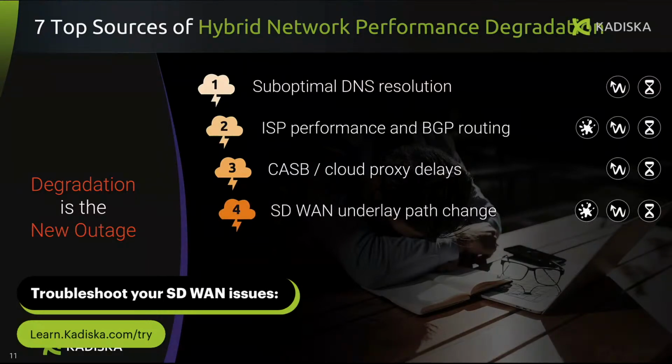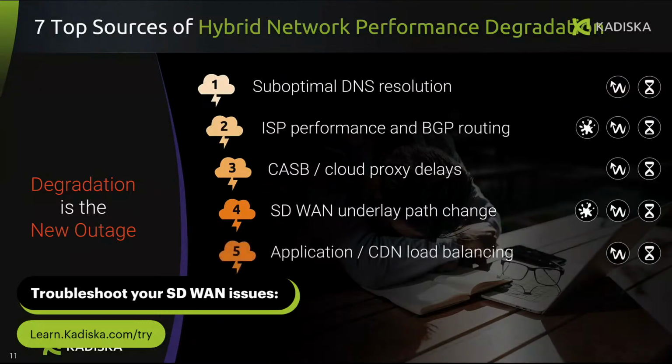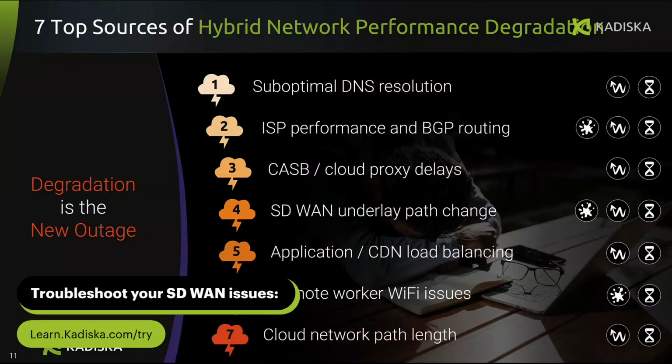In addition, there is when underlay path changes, which we can take a look at in a minute, application and content delivery network load balancing, workers' own networks at home, and then if you enter into a cloud network at any point between yourself and the application or the cloud, you'll see very quickly that that's an extremely complex environment that can introduce a lot of loss and latency. So many different variables here to monitor.